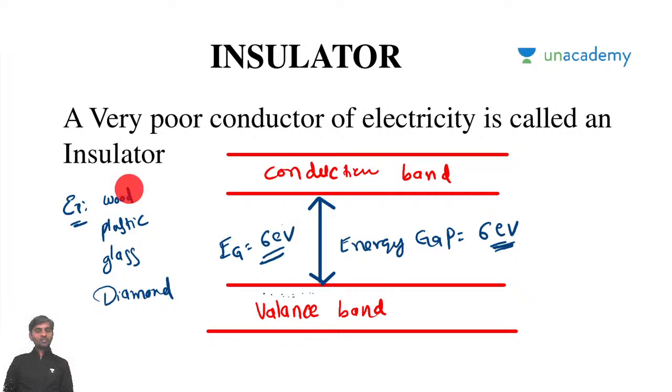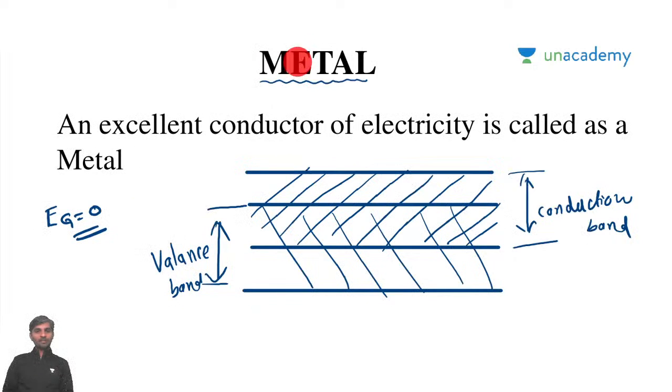The examples of insulator are wood, plastic, glass, and diamond. We have seen the energy gap is 6 electron volts. And for a metal, the overlapping of valency band and conduction band will happen. Right? And what is the energy gap for metal, sir?